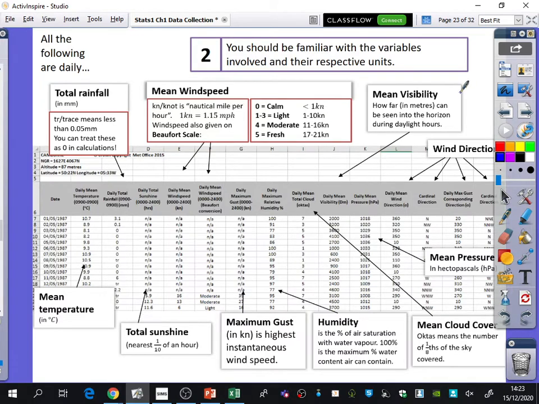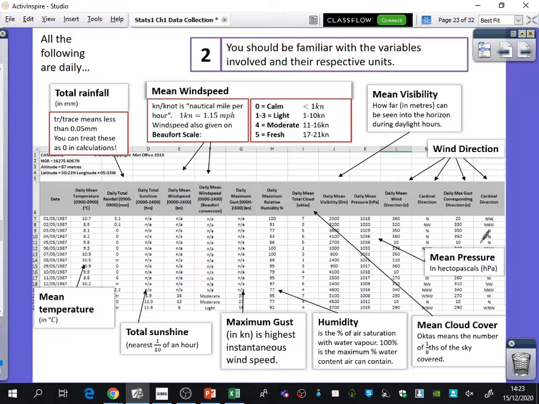Then they've also got something called the mean visibility. This is how far in meters can be seen into the horizon during daylight hours. So if you can see far, it means that it's not very cloudy or foggy, so you can see for quite a distance. And then these four columns at the end are all talking about different wind directions, which are either to do with bearings or to do with the compass.